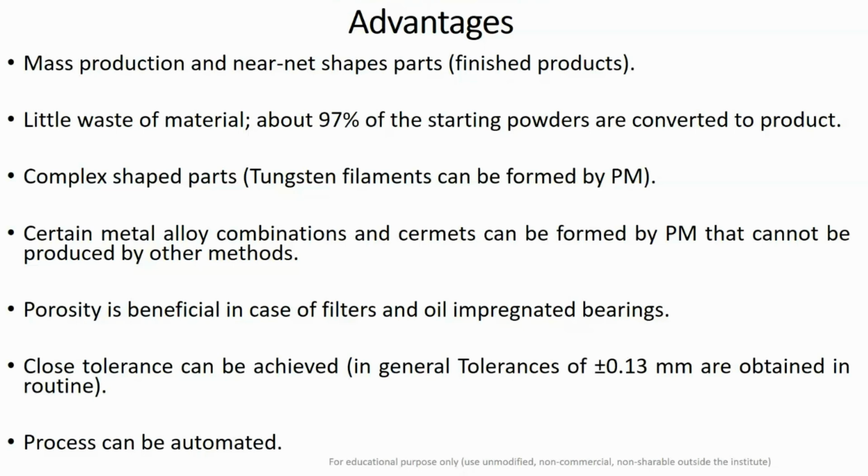You know that tungsten is a very hard, high strength material, and drawing it into wire is a very difficult process, and cutting and all finishing processes are also very difficult for tungsten. So I request you to go through the books and search the internet to see how tungsten filament is formed with the help of the powder metallurgy process. This is a very good example, and certain metal alloy combinations and cermets can be formed by powder metallurgy that cannot be produced by other methods, like casting.